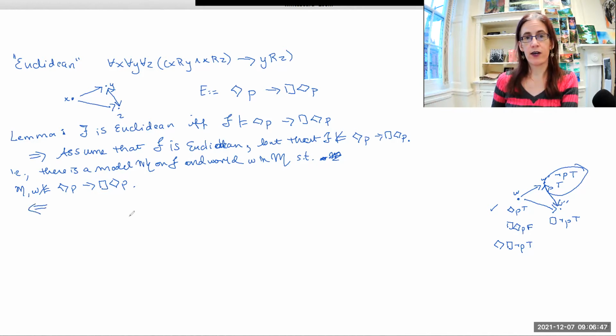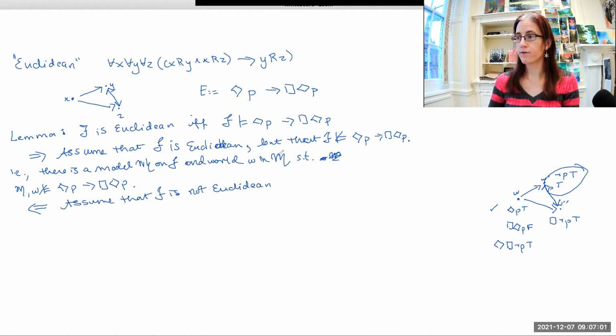Let's consider the other direction. And again, we always do the contrapositive. So what we will do is assume that F is not Euclidean, and then we will show how to construct a model that makes the axiom false on the frame.